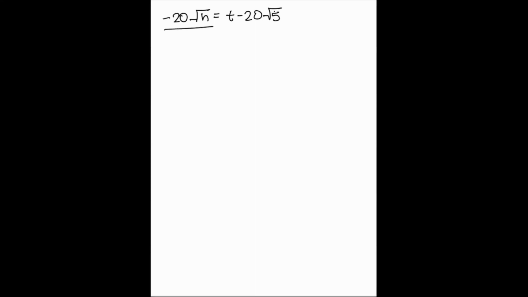So we're going to divide by negative 20 on both sides. So we get the square root of h is equal to t minus 20 root 5 over negative 20. But I do want to take a step back and simplify this fraction just a little bit. I'm going to write this in blue because this isn't necessary to a final answer, but I do think it is worth going over it.